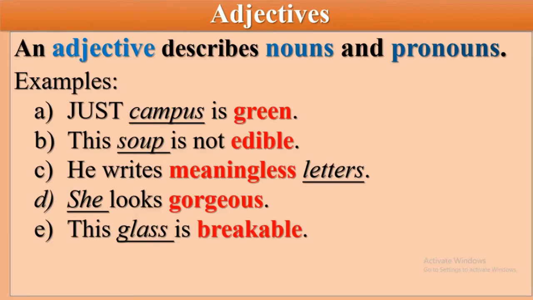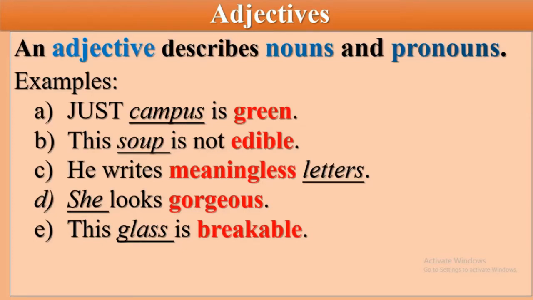Now we are going to analyze the example sentences here. Here are 5 sentences, and in each of the sentences there is a word in red. These red letter words are adjectives. Beside them there are words which are underlined and italicized. These underlined and italicized words are either nouns or pronouns, and these are modified by the red letter adjective beside them.